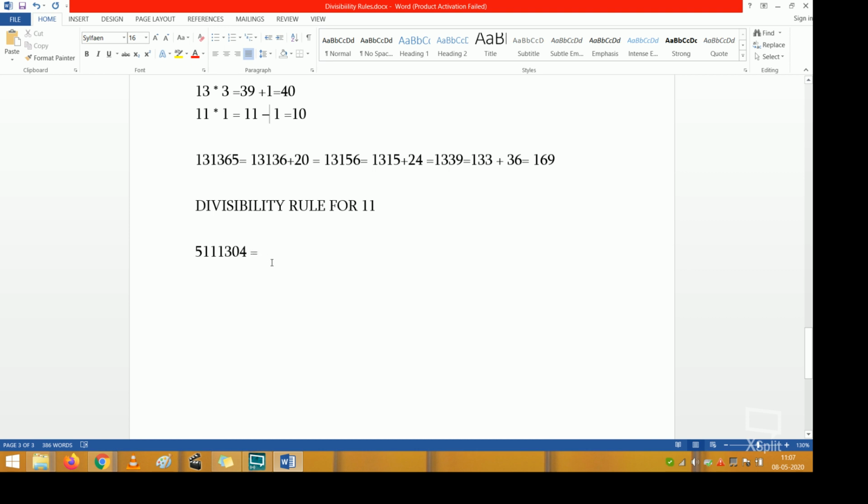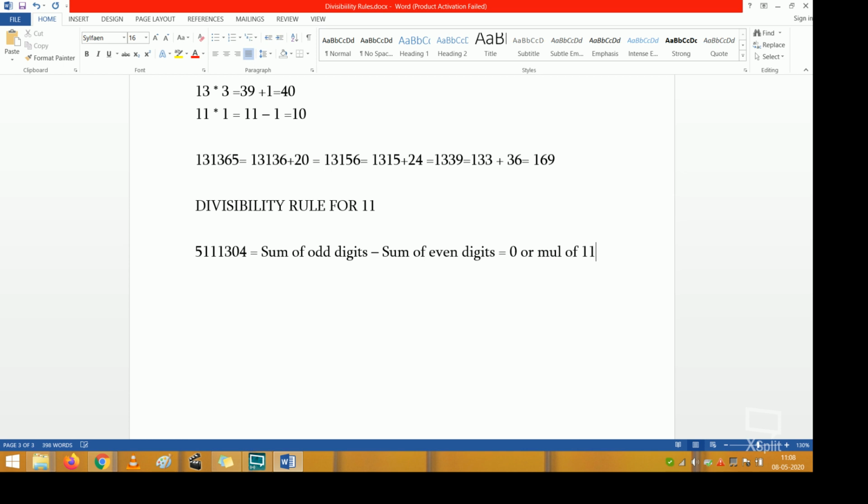For divisibility of 11, I'm sure you guys know, it is sum of odd digits minus sum of even digits. Okay, now this must be 0 or a multiple of 11. Okay, guys, so this must be 0 or a multiple of 11.